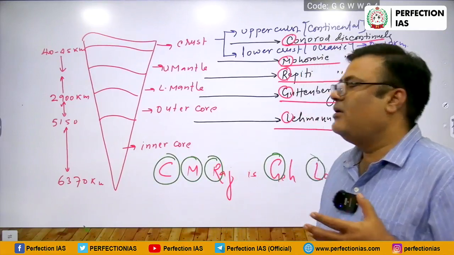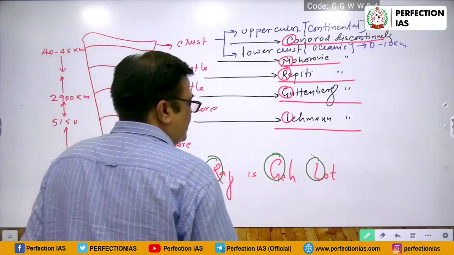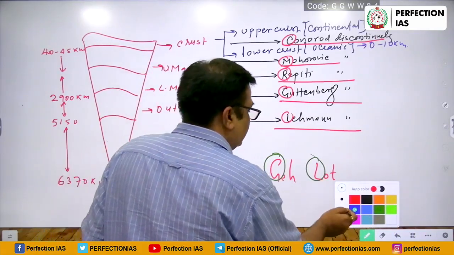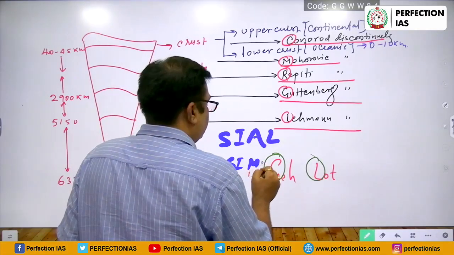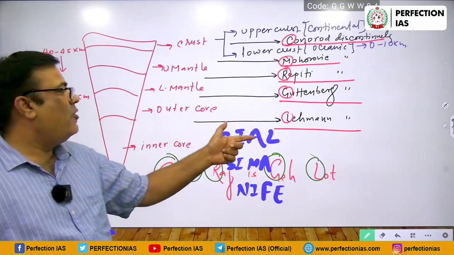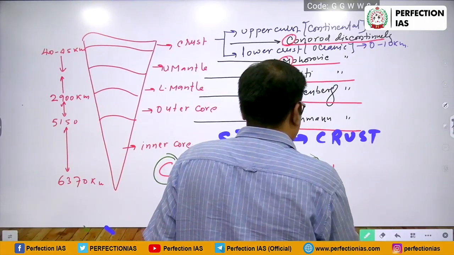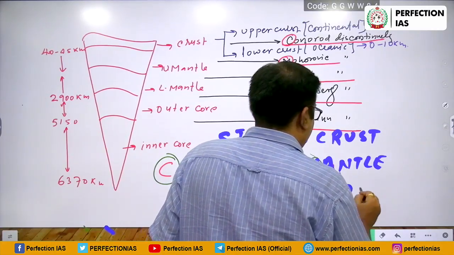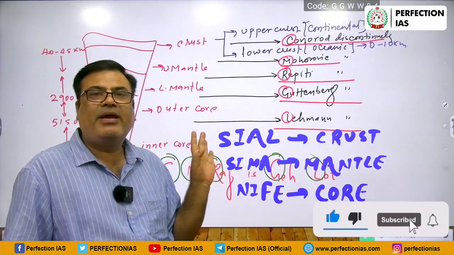Besides this crust, mantle, core, outer core, inner core, we have another classification also, and that classification comes as Sial, Sima and Nife. That was given by Suess: silica, aluminium, and that is mainly about the crust. This is mainly about the mantle, and this is mainly about the core. Sial, Sima and Nife: crust, mantle and core. It was given by Suess.